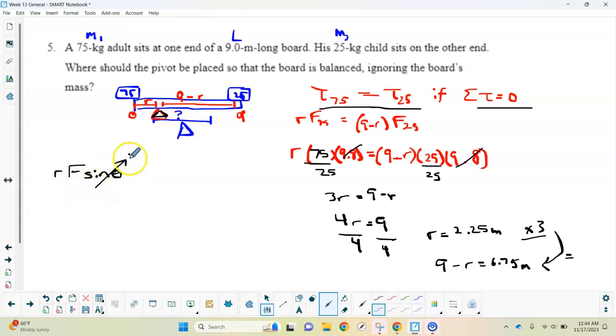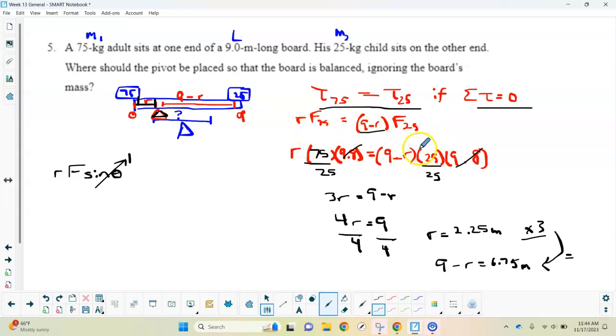So that's just going to go to 1 again. So I have R times F of 75 equals, and I called R the distance from where the 75 kilogram mass is to where the pivot is. And then the difference, the rest of the stick, is going to be 9 minus whatever that little piece is. So that's 9 minus R. And then that's the force of 25.